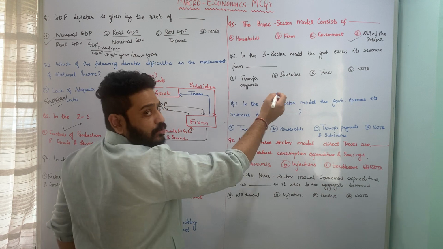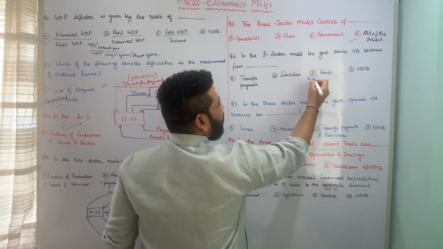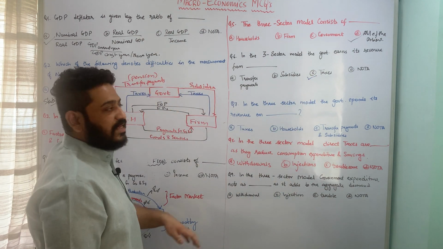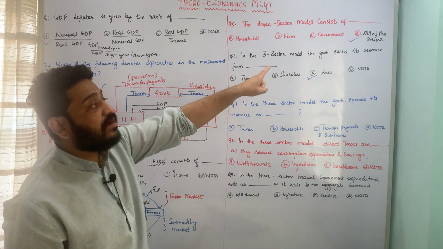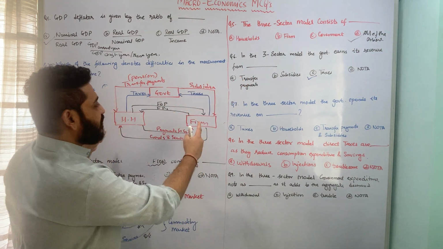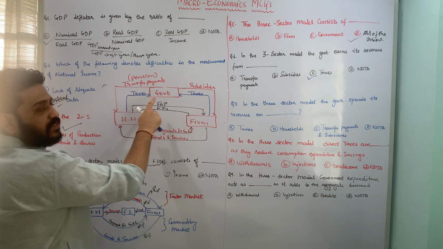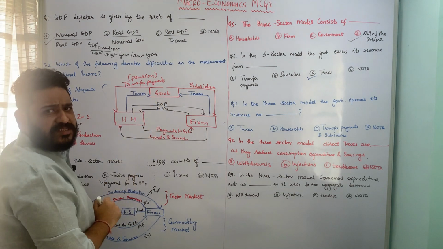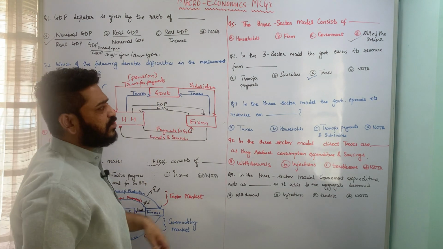Now these taxes can be both indirect and direct taxes. I am not specifically mentioning that. Therefore option C is the correct answer. In the three sector model, the government earns its revenue from taxes coming from both firms as well as households. I hope the concept is pretty much clear. Let us now move to the next question.